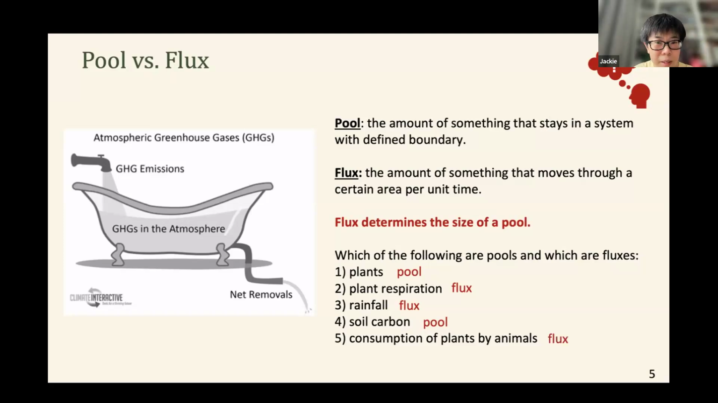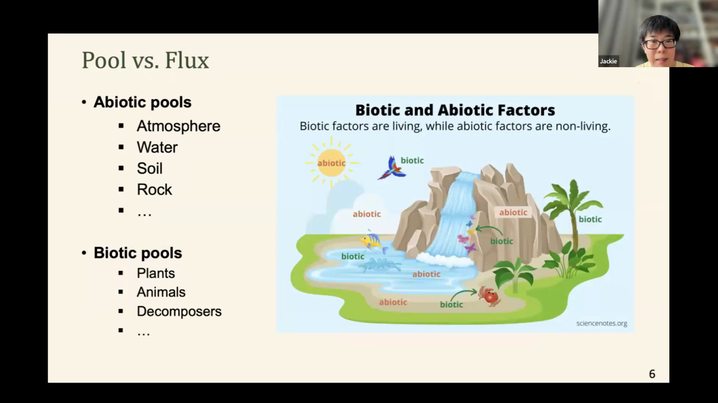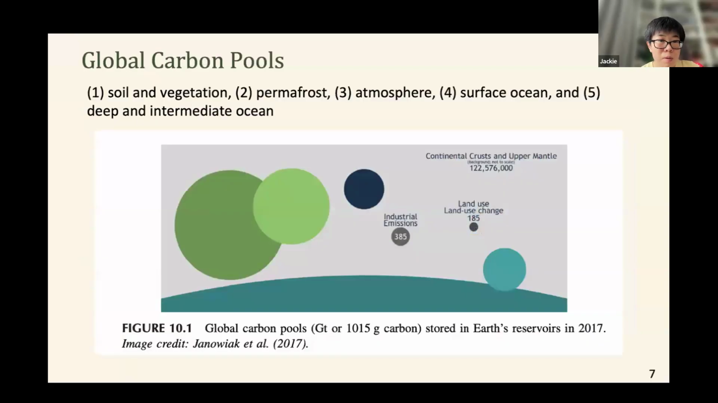Okay, so very good. Then dividing by whether it's living or non-living, we have abiotic pools, for example, atmosphere, water, soil, and rock, and we have the biotic pools, which we have already understood: plants, animals, and other decomposers in the soil, for example. Okay. So then we can talk about the global carbon pools. As indicated by the different circles in this figure, the different sizes of the circles represent the different sizes of the carbon pools. For example, we have the soil and vegetation pool, permafrost carbon pool, atmosphere, surface ocean, and also deep and intermediate ocean.